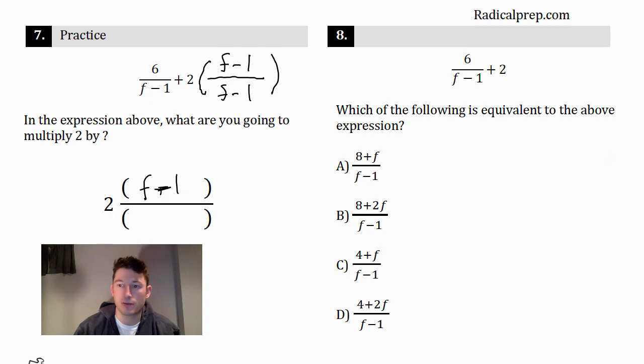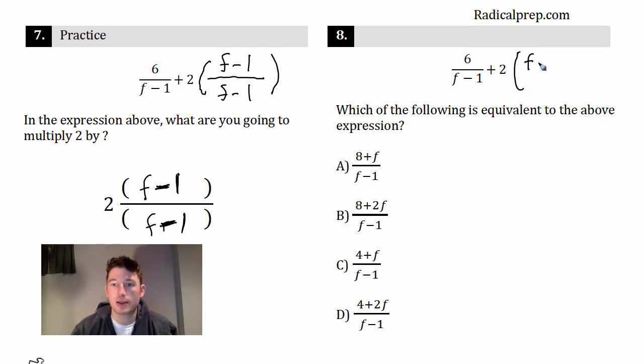Sorry. I feel like I'm making a lot of mistakes right now. That's f minus 1. Okay. Sorry, let me fix that. F minus 1 all over f minus 1. All right. I don't know why I keep messing that up.